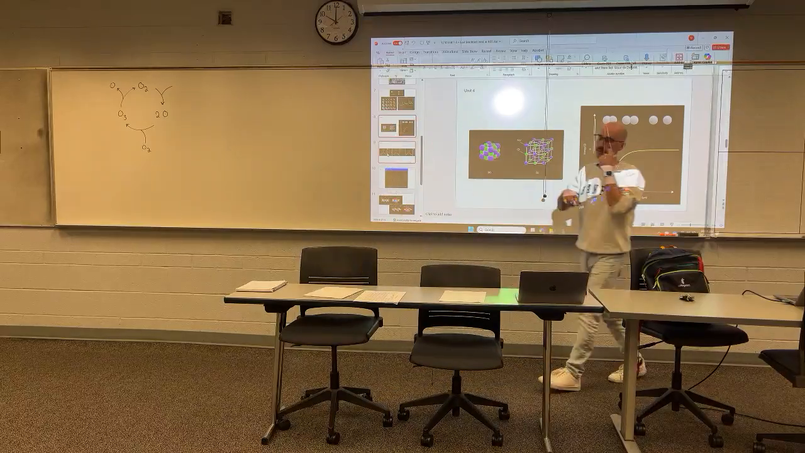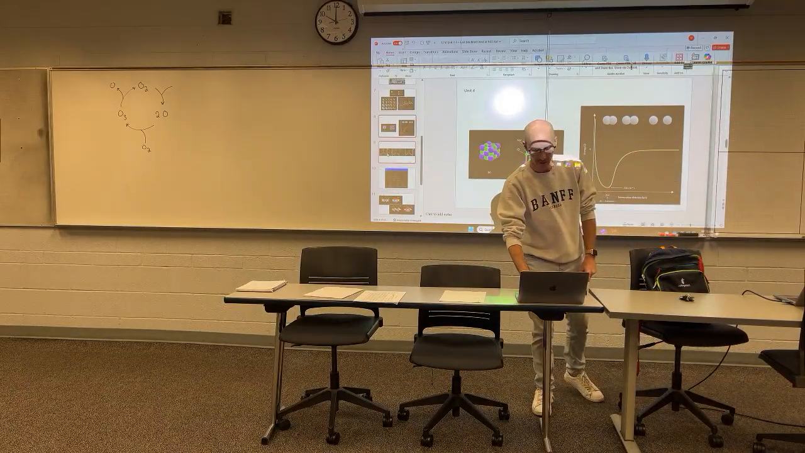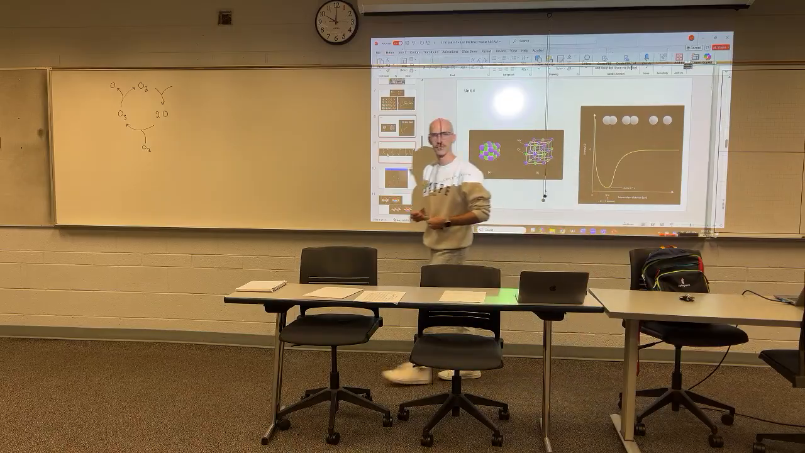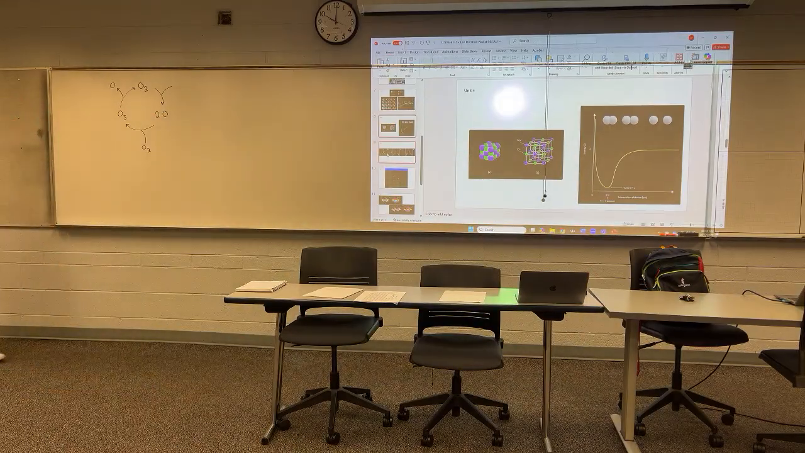I want to start us off with this example chemical reaction that I have on the board. I mentioned to you guys the ozone cycle when we were talking about bond formation and bond breaking. And this is kind of a version of the ozone cycle.